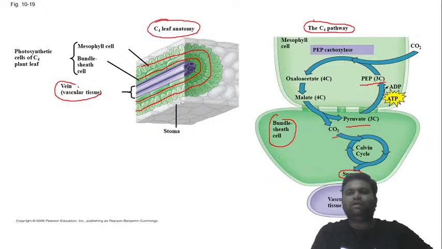PEP carboxylase will use carbon dioxide and convert it into oxaloacetate and into malate, which is converted into CO2 and pyruvate in the bundle sheath cells. CO2 enters the Calvin cycle and gets converted into sugar, which is transported to vascular tissue.